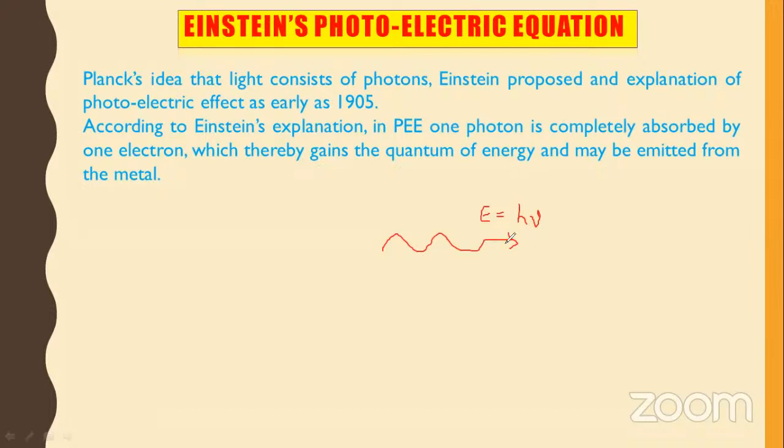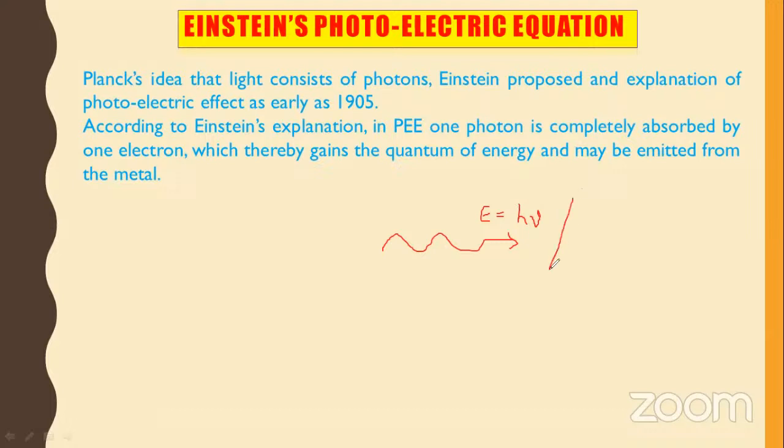According to Max Planck, the energy of light travels in discrete components, not continuously. That energy is called a quantum. It is in the form of waves, and each wave packet has energy equal to h nu. Each wave packet is called a quantum, named after Max Planck.